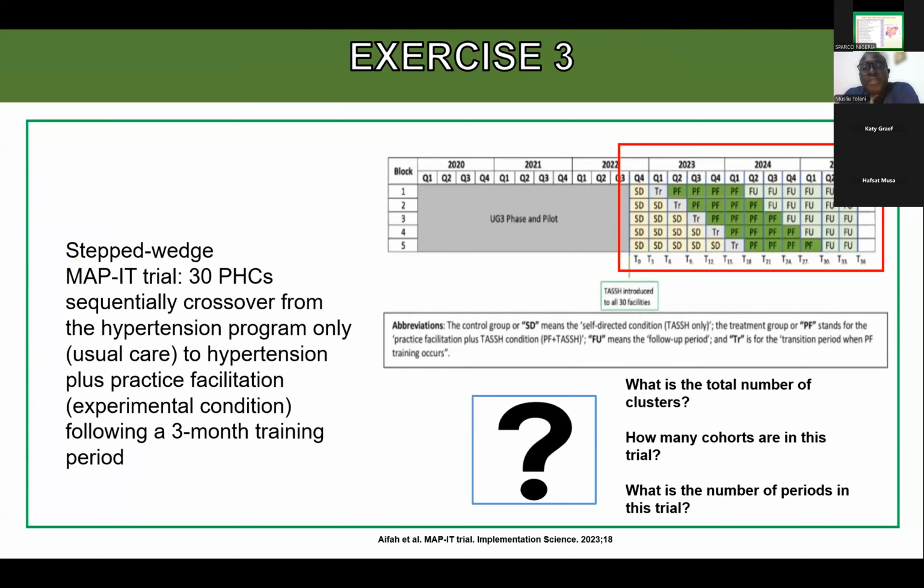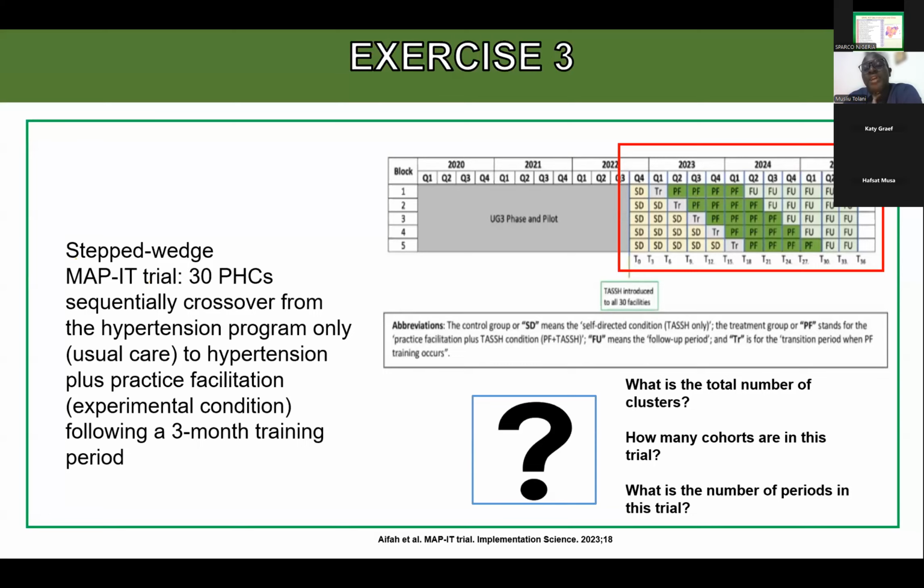If you look at the schema again, you see that this is in blocks of 5. Even though there are 30 PHCs, 30 clusters, in the trial itself we have 5 sub-clusters used for this trial. And this trial is also an example of some form of crossover trial because the sites crossed from SD following a training to PF.